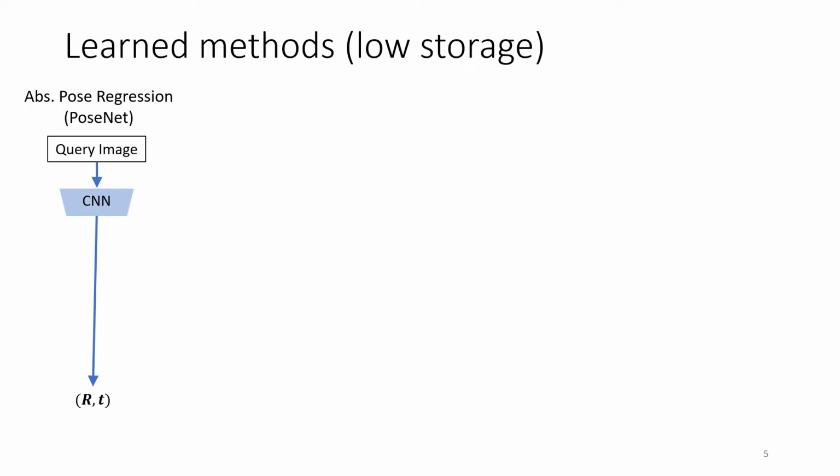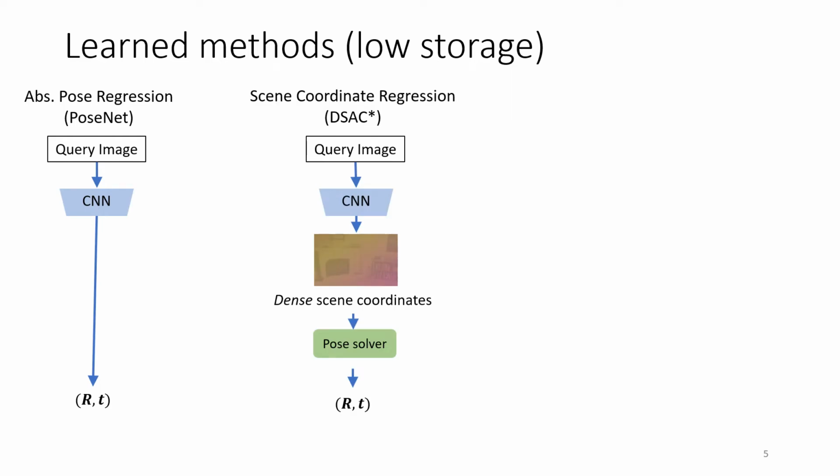For example, absolute pose regression estimates the camera pose directly from the query image using a CNN. This approach is fast and simple. Its accuracy, though, is low. Scene coordinate regression estimates 3D dense scene coordinates to establish 2D to 3D correspondences. Then the camera pose is estimated using a pose solver. Though this class of methods has higher accuracy than absolute pose regression, memorizing 3D scene coordinates from a 2D image is a highly ill-posed problem that makes the learning difficult.